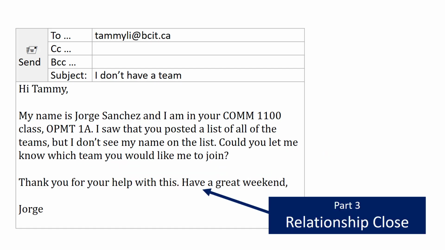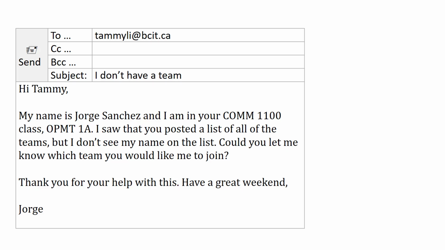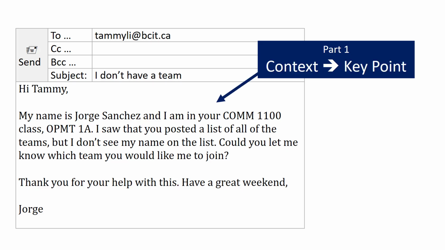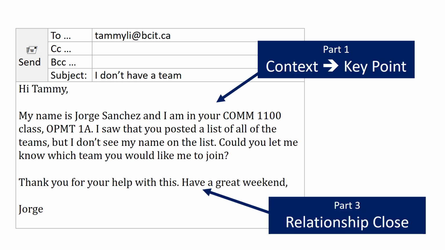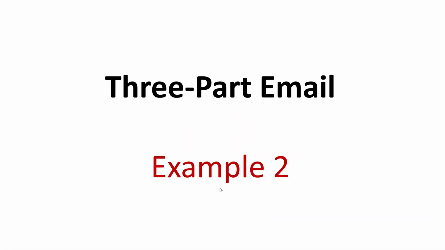So let me just say this: don't add extra details unless you need to add extra details. Now we come to the final section, part 3, the relationship close. And this is where you say, thank you for your help with this. Have a great weekend. So in the three-part email, part 1 goes from the context to the key point, and part 3 is the relationship close. Part 2 is extra details, but if you don't need extra details, don't add extra details. So let's take a look at another example.